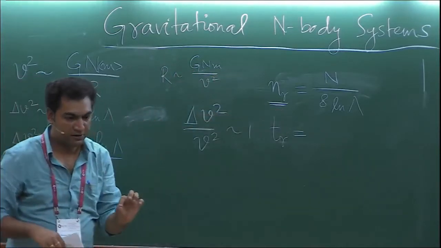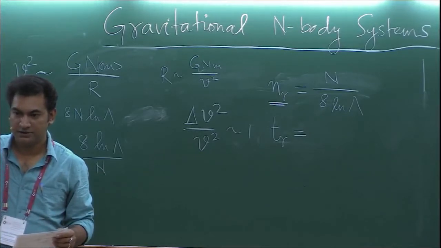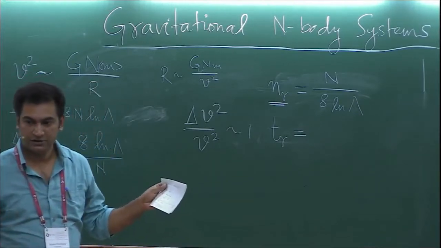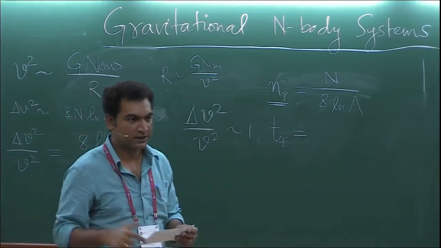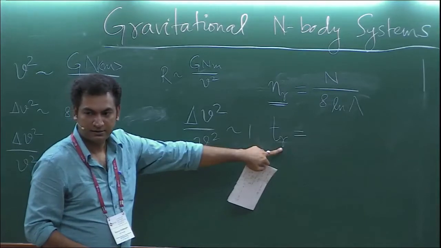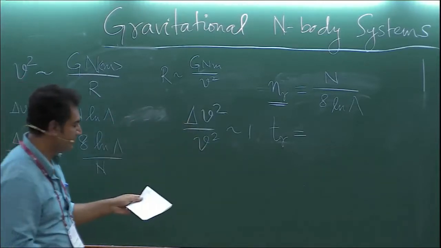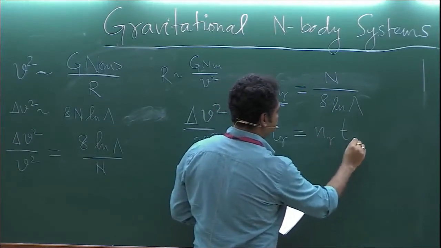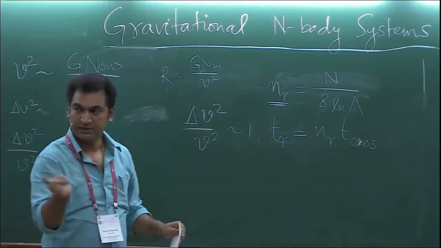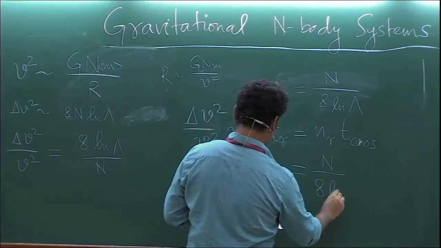NR is the number of such encounters per crossing time. So the star goes from one end of its orbit to another end of its orbit, or it doesn't matter, completes the full orbit. Let's call it T cross, crossing time. And in one crossing time, this is the number of encounters it does. Let's say that TR is the time it takes for it to have an order one change in its smooth velocity. And then that will be NR times T cross. So this is the number of crossing times, many crossing times, okay? So that is N times 8 log lambda.